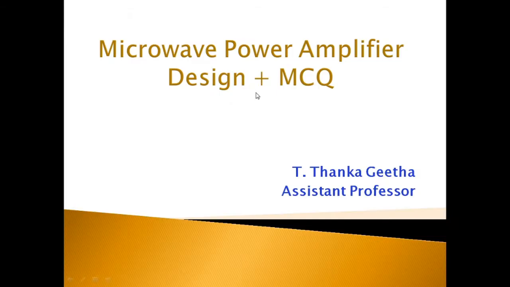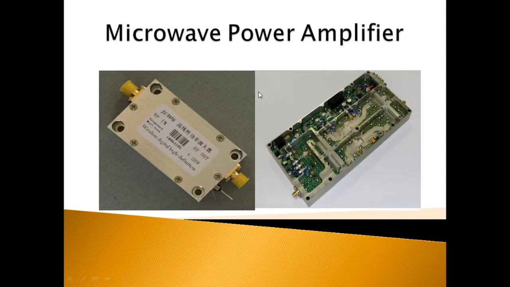This video is about the design considerations behind a microwave power amplifier and its related multiple choice questions. See this diagram. This is one of the products of a microwave power amplifier, and inside it consists of a lot of active as well as passive elements like filters and amplifiers. Basically, this microwave power amplifier is a large signal amplifier category, especially utilized in the final stage of radar and radio transmitters to increase the signal strength.